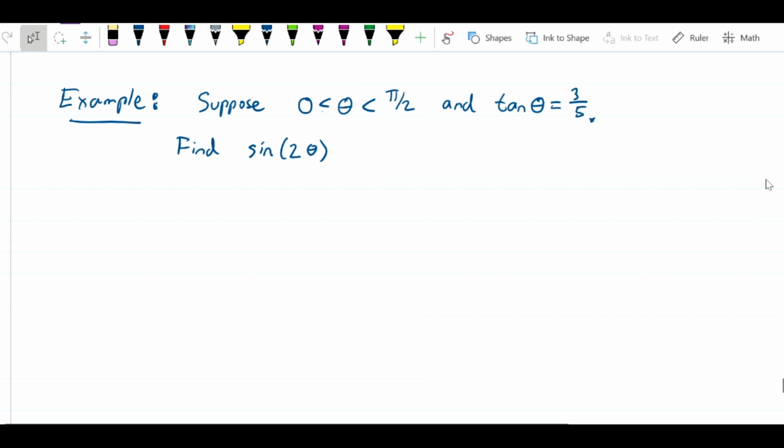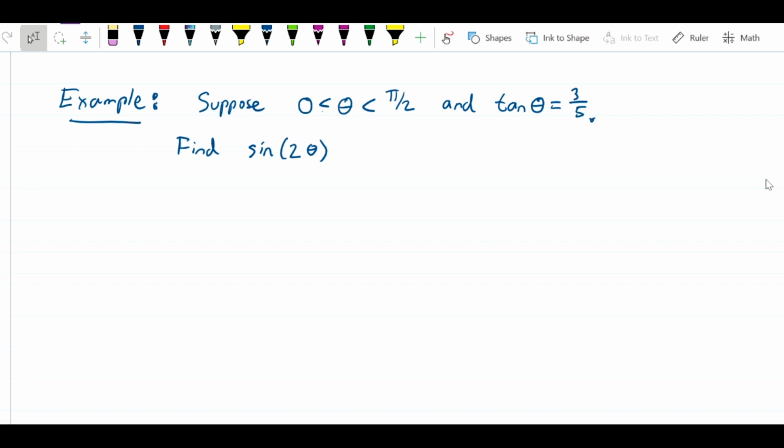We can use the identities to solve a variety of problems. So I've put up this example. Let's suppose that theta is an angle in the first quadrant. In other words, it's somewhere between 0 and pi over 2, or between 0 degrees and 90 degrees. And that we know that the tangent of theta is equal to 3/5. Let's find sine of 2 theta.